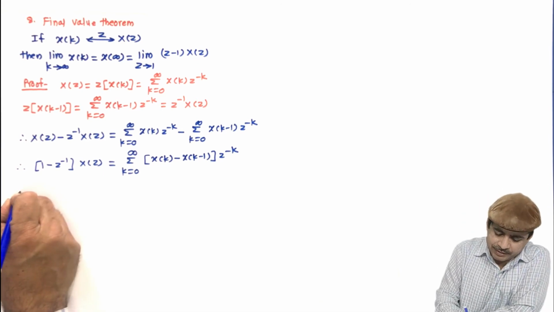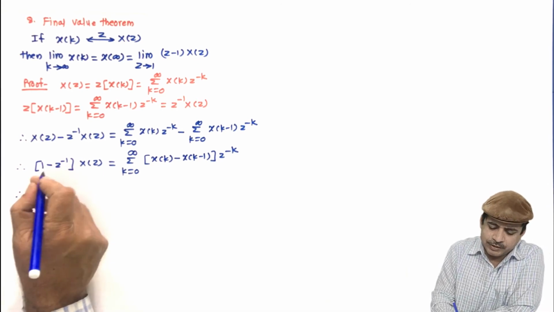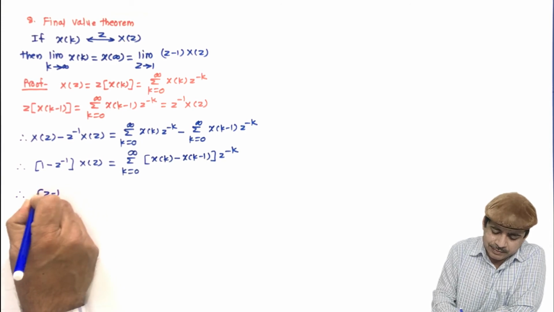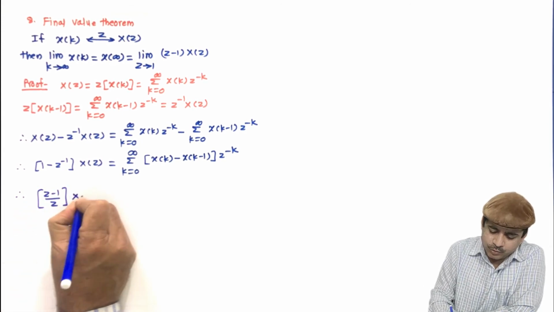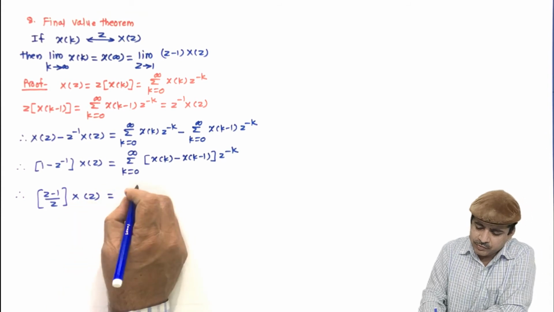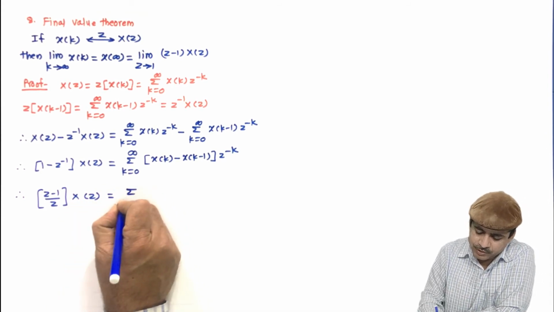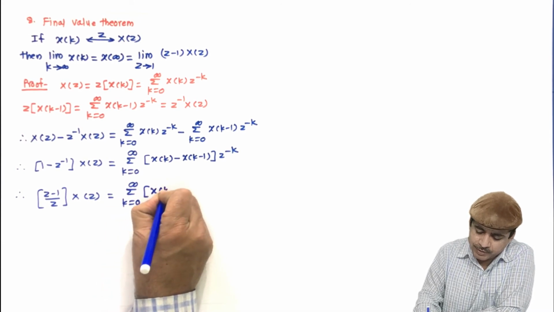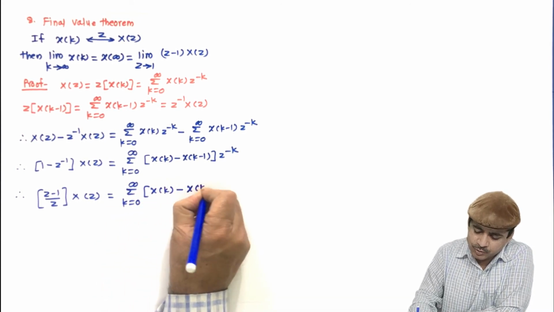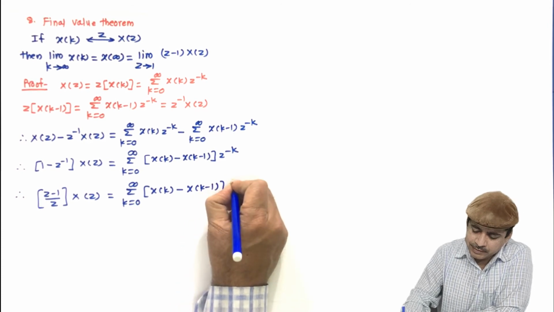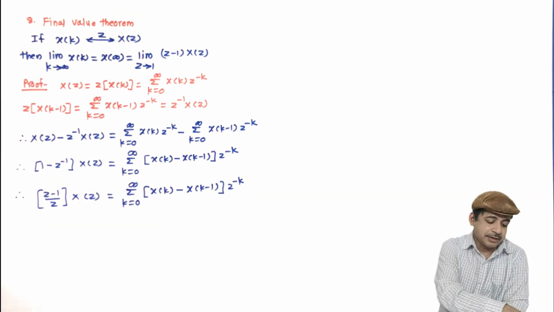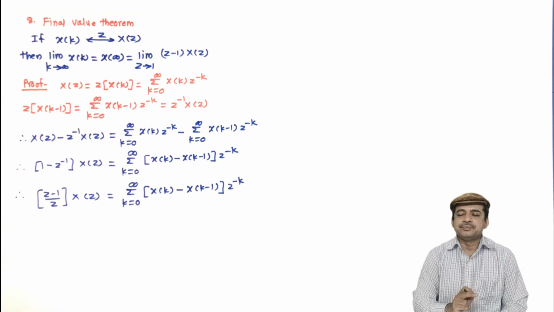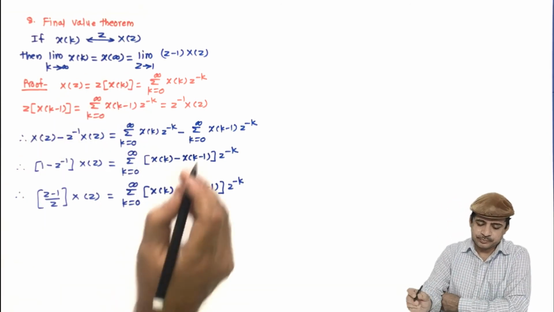And further this can be written as 1 minus z raised to minus 1 is 1 minus 1 by z, that is z minus 1 by z into x of z, and this will be equal to the same term, summation k equal to 0 to infinity x of k minus x of k minus 1 z raised to minus k. And now what I will do is apply this limit on both sides.